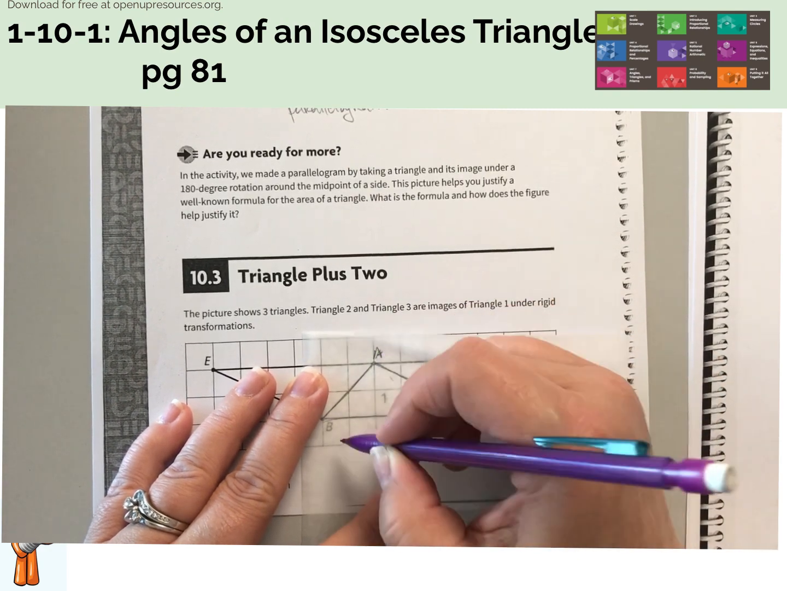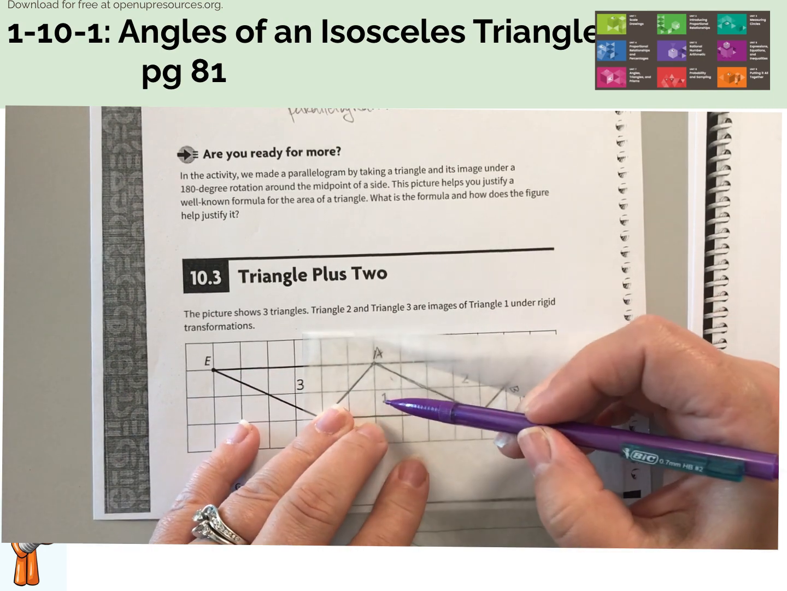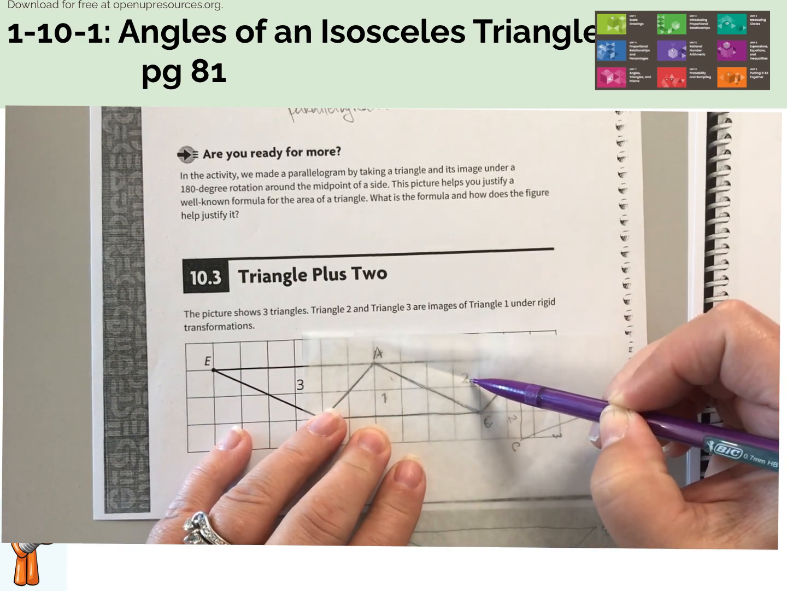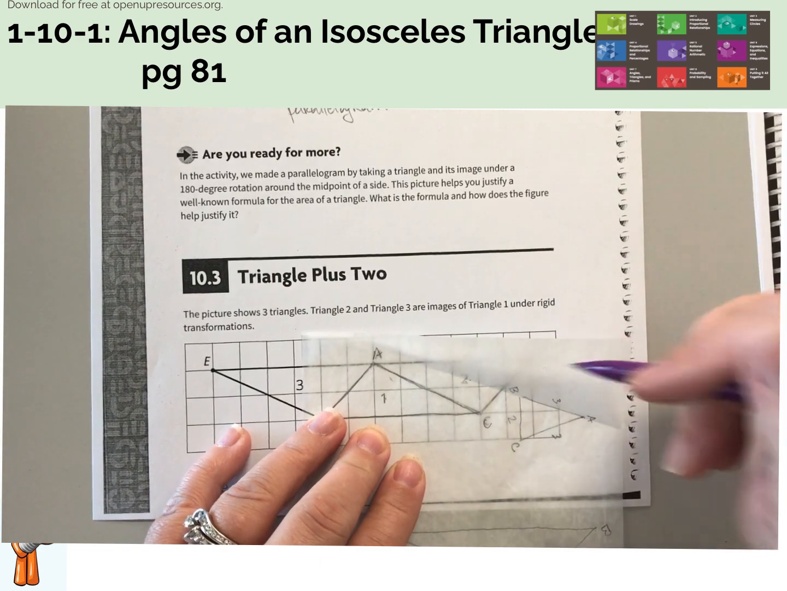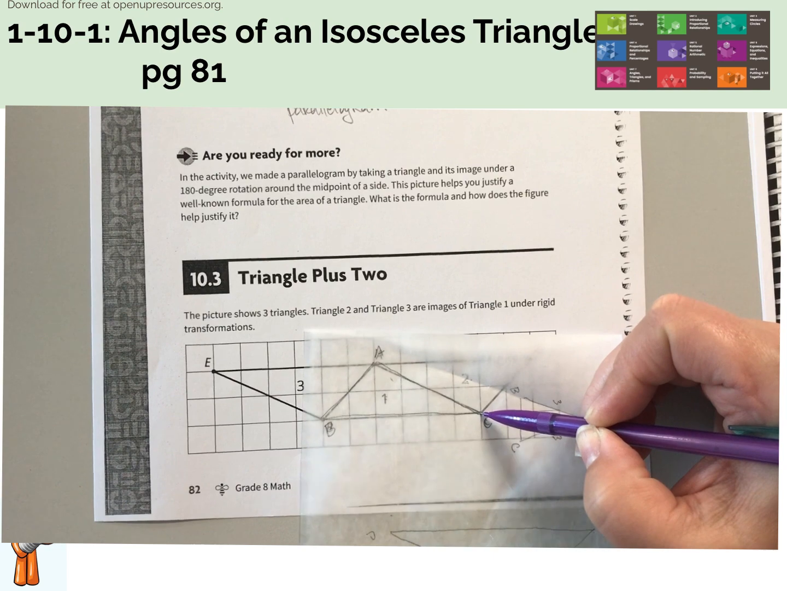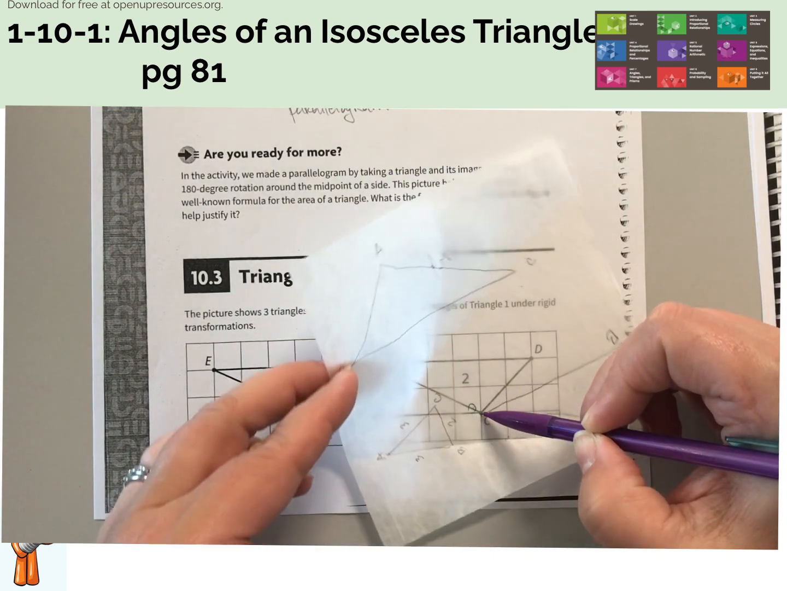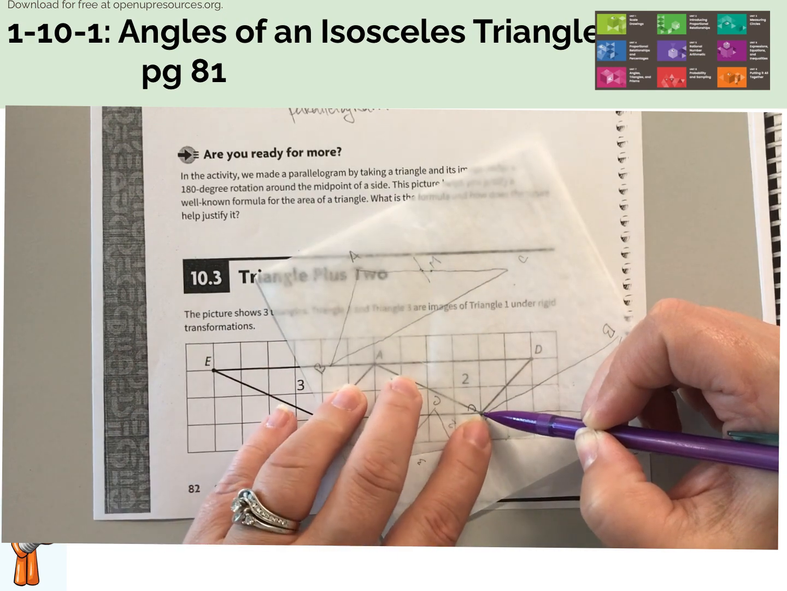Here's my A, my B, and my C. And I want triangle 1 to come up here instead of on triangle number 2. Many different ways we can do it. I'm going to rotate this clockwise. Did that work? Clockwise.